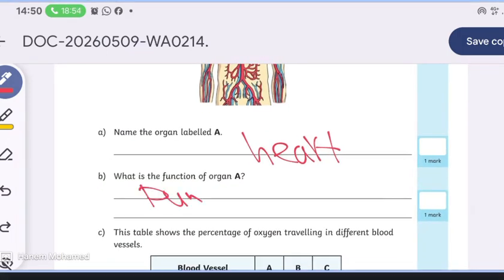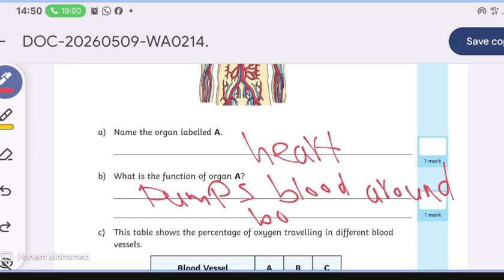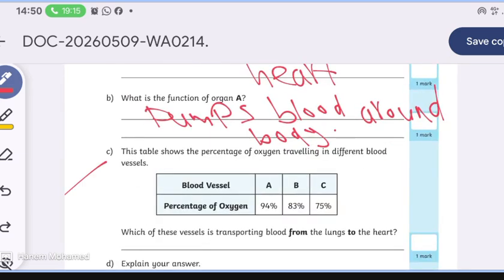Pumps blood around the body. Can we explain more? Yes, we can explain more if you want to explain all the circulatory system. So it can give oxygen and nutrients to the body, and it can get rid of the wastes and carbon dioxide through the lungs. Okay, letter C.